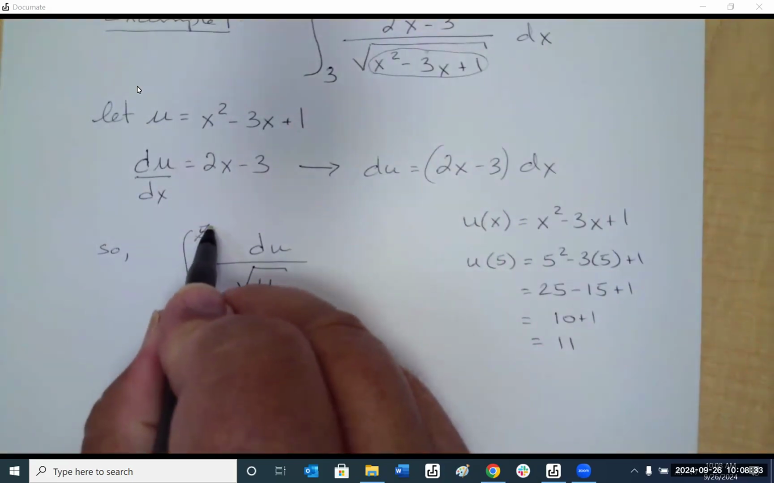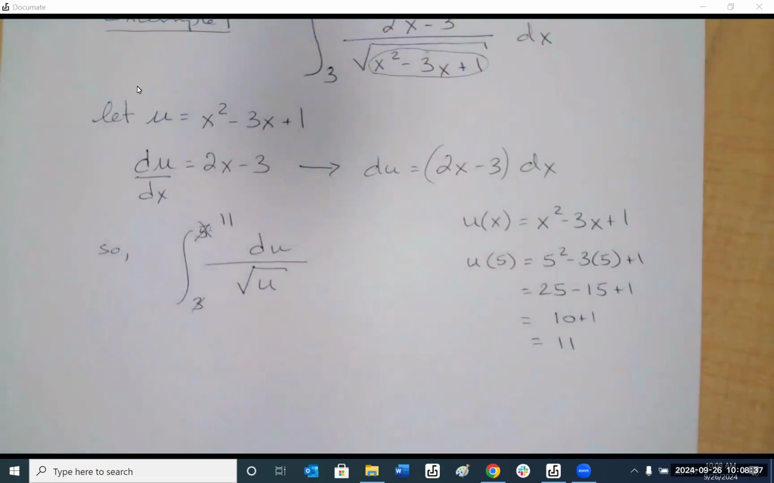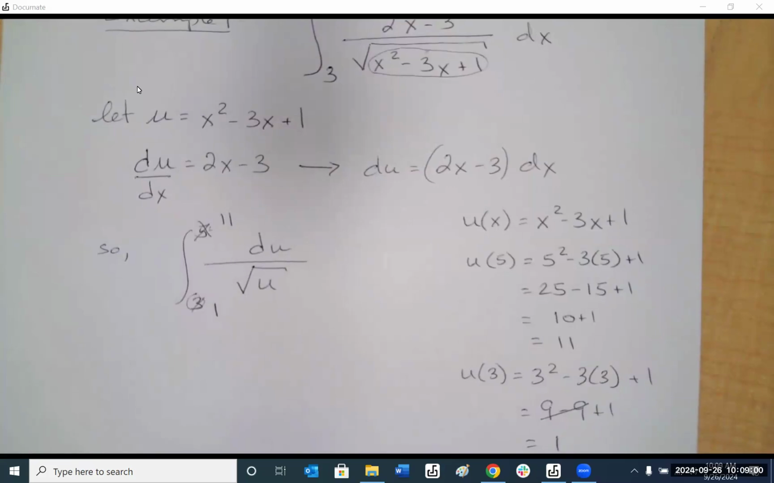So this bound goes to 11. Now the 3: u of 3 equals 3 squared minus 3 times 3 plus 1. 9 minus 9 plus 1 is 1. So this becomes 1. So my new bound for my substitution is from 1 to 11.